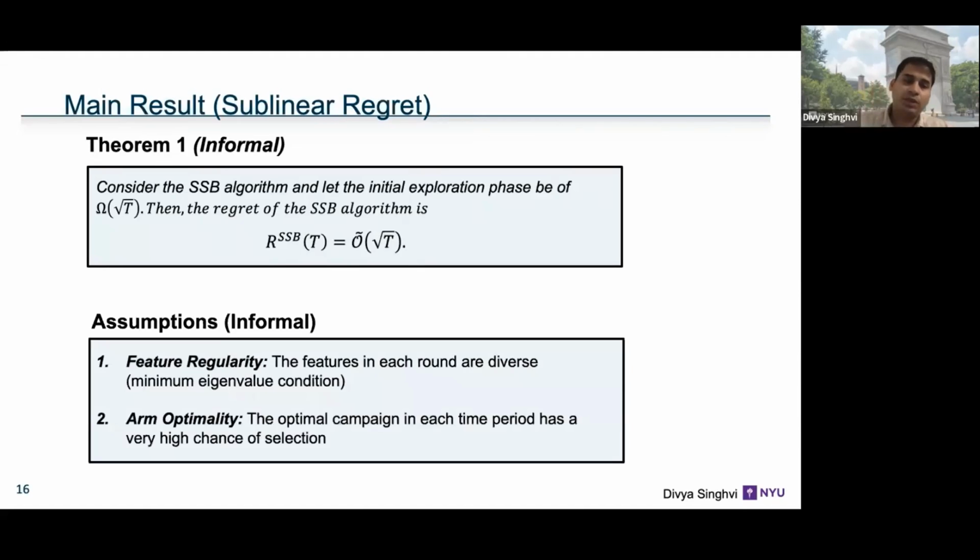Now this result we prove under a set of assumptions, and mainly there are two assumptions. The first assumption is feature regularity, which means that the features in each round, so the x's that are being generated in each round, are diverse. So this is a minimum eigenvalue condition that is often used in the analysis of personalized bandit learning algorithms. And the second one is an arm optimality condition. What that means is that the optimal campaign in each time period has a very high chance of selection. So every time period there is a donor that comes in. If I look at all available campaigns, the campaign that is the best for this donor is going to be selected with very good chance.